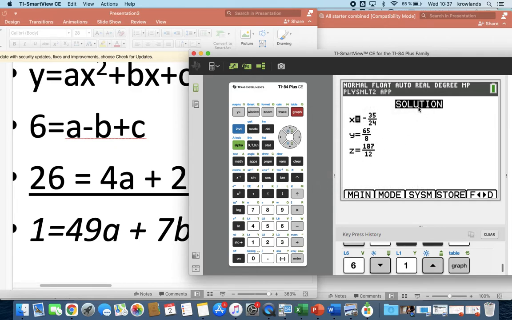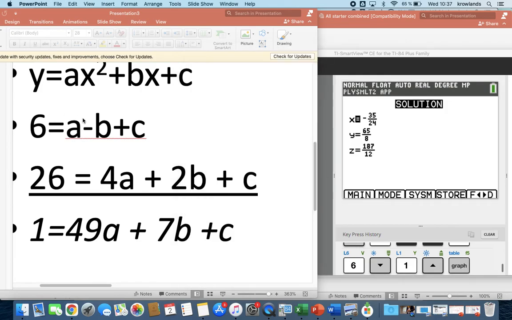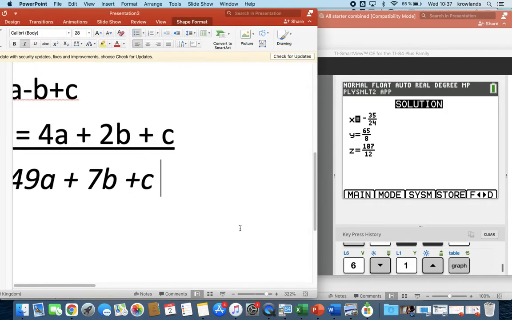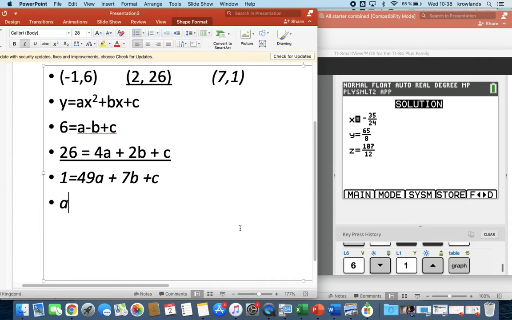Now in your exam you're going to expect whole numbers, but these would give us the solution. What we then do is say that x is our a, y is our b, and z is our c. That's the last confusing bit, to substitute it in. So it might ask you in the question to find what a, b and c are, and you'd say a is minus 35 over 24, b is 65 over 8, and c is 187 divided by 12.